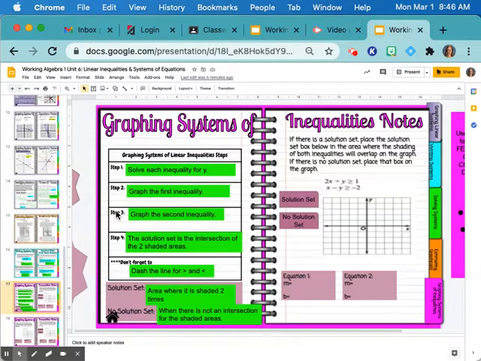Dash the line for greater than and for less than. The solution set will be where it is shaded 2 times, and no solution is when there is no intersection of the shaded areas. So we are going to look at this first one. I'm going to zoom in so I can see a little better.